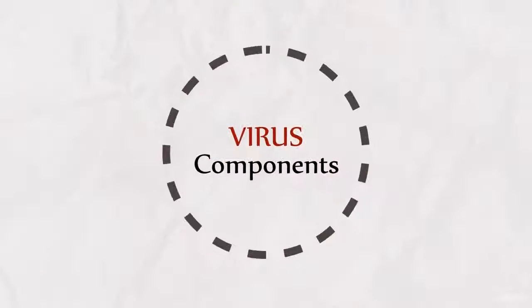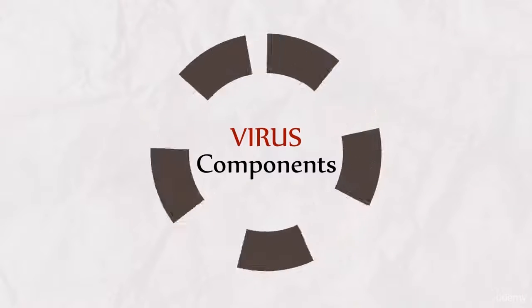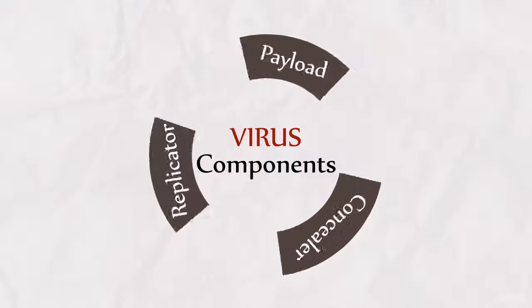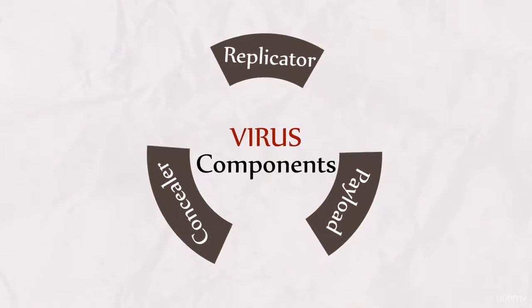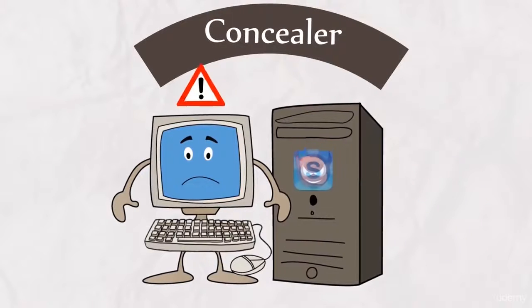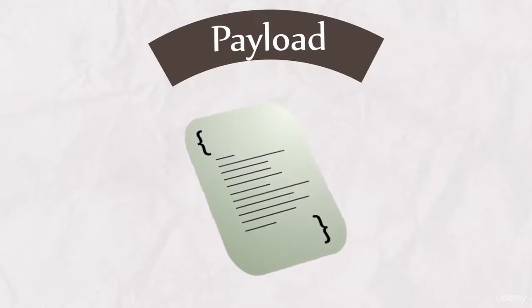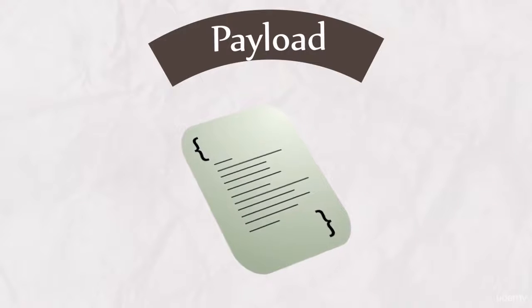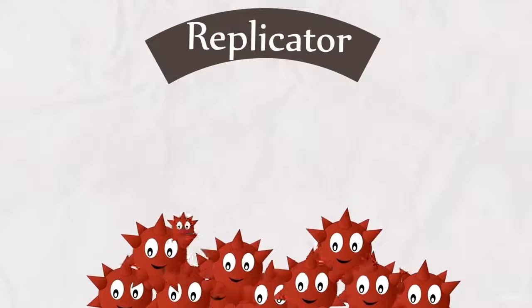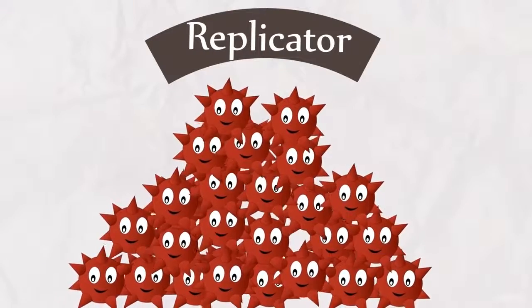Components of virus. Virus comprises of the following components, namely concealer, payload, and replicator. As the name suggests, this component concealer helps in anti-detection by concealing itself to look like a benign application. The payload is the actual malcode holding the executable instructions, and the final component, the replicator, is the one which helps the virus to craft duplicate copies of itself.